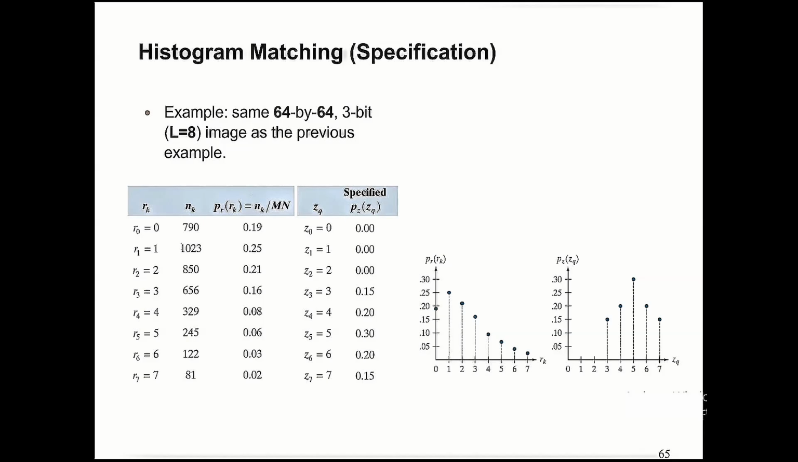Now this is the specified PDF. So what is the specified PDF? The intensity value 0 should have 0 probability, 1 has 0 probability, 2 should have 0, 3 should have 0.15, and so on and so forth. Now this is what I want. This is what I have.